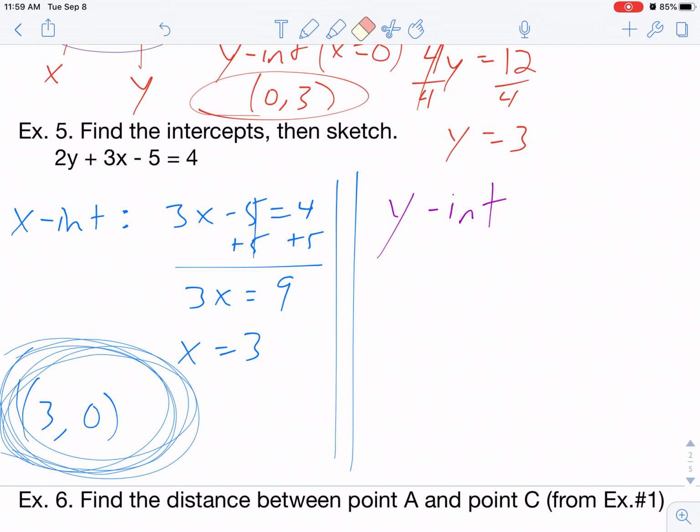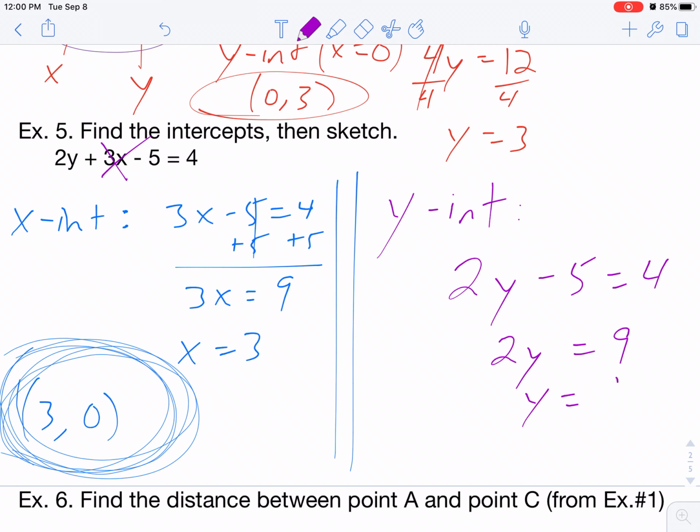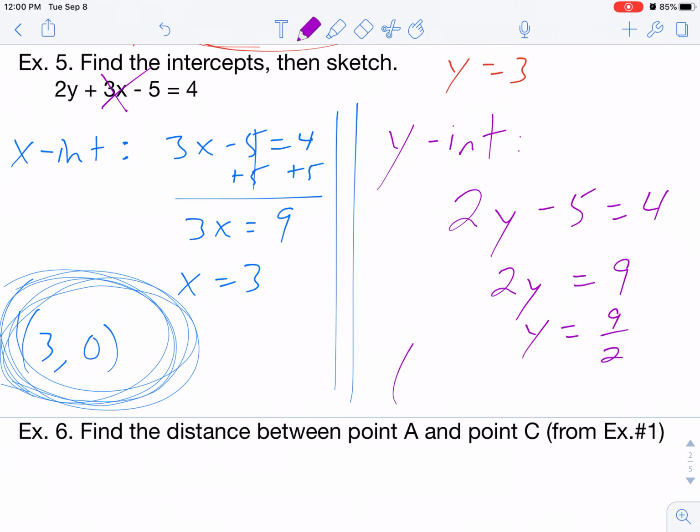So to find the y-intercept, now we get rid of our x value. All right, we pretend x is gone, x is 0. So we end up with this equation with just a y in it. So we add 5 to both sides and we get y = 9/2. Or you can write 4.5, that's fine.